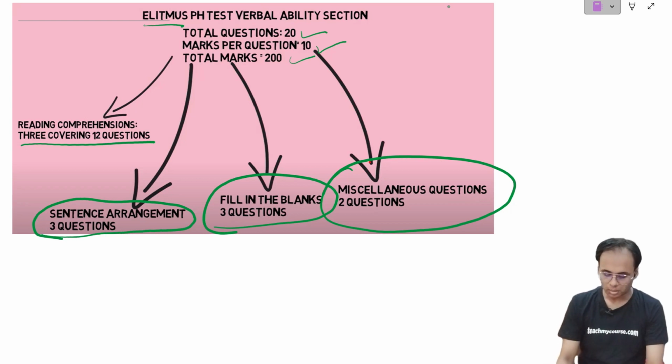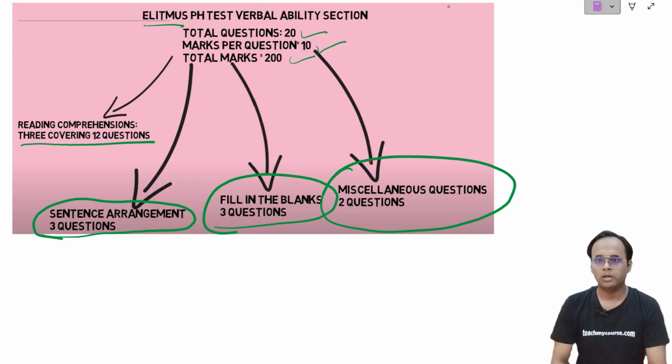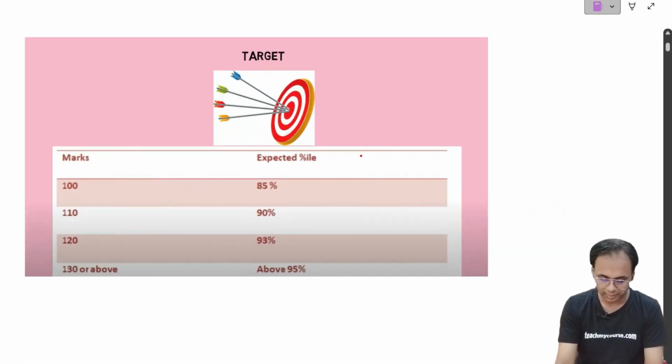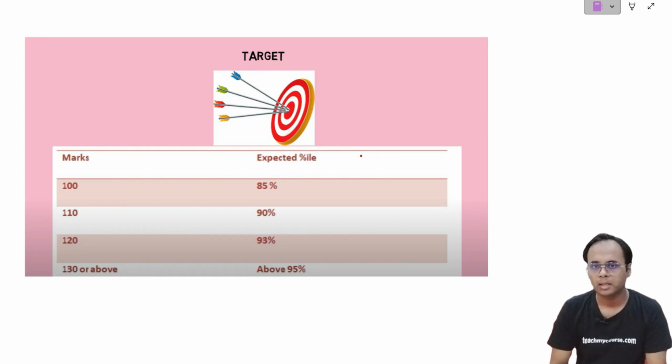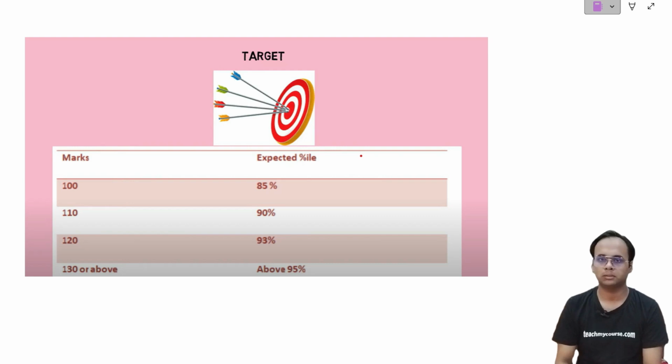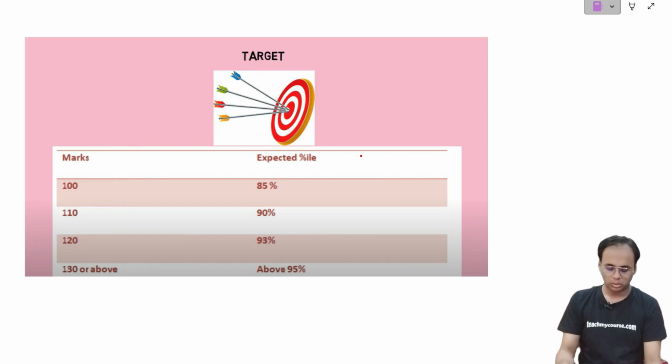Okay, now I hope you have got a good idea about the overall pattern of questions followed in verbal ability. Let us see your target. What should be your target? If you get 100 marks, that means you have done 10 questions correctly. And let me tell you that eLitmus has negative marking also. So you should not just take a shot at anything or select any option randomly. तुक्का नहीं मारना है.